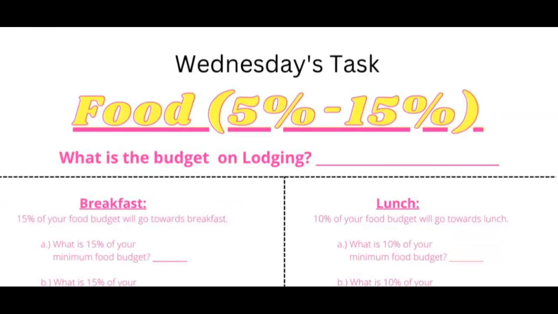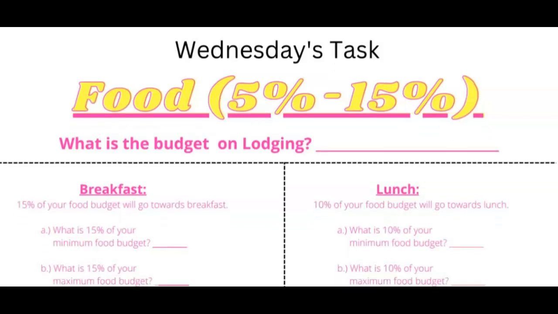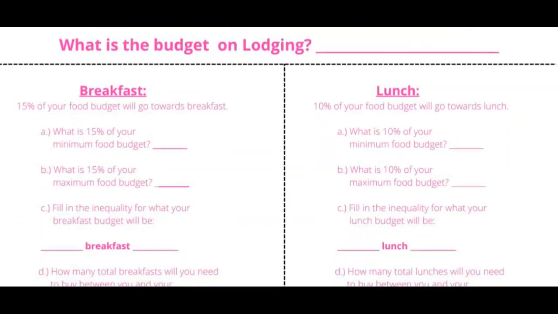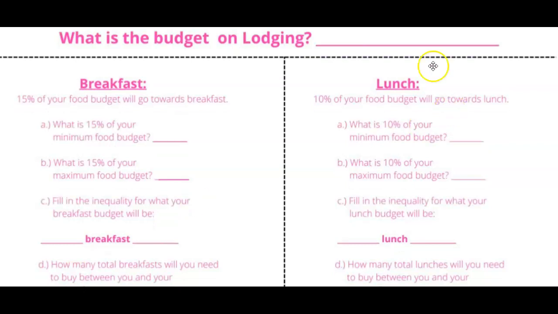Next, let's talk food. Food has to be anywhere from 5 to 15% of your budget. You can find ways to bring food costs down, like go to the grocery store, things like that. Make sure you have your inequality filled in here.